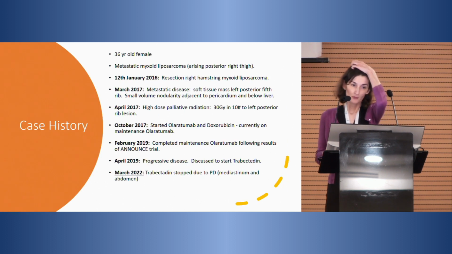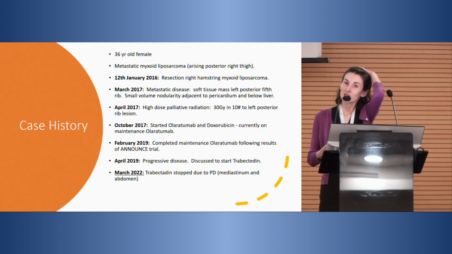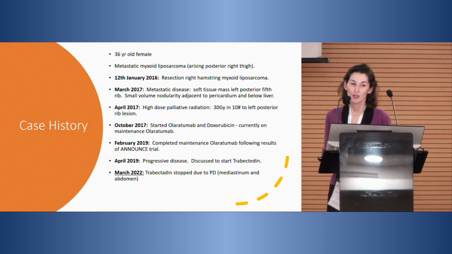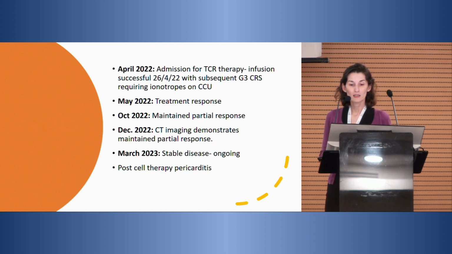So we've actually treated a patient at the Marsden as part of this trial. It was a 36-year-old female with myxoid liposarcoma, who was previously treated with radiotherapy, participated in a trial, had progressive disease, then was treated with trabectedin, progressed on trabectedin, and then participated in this study with engineered T cells.